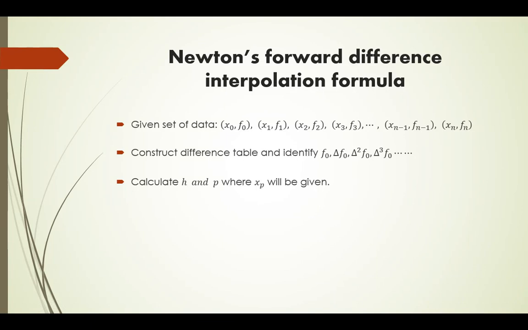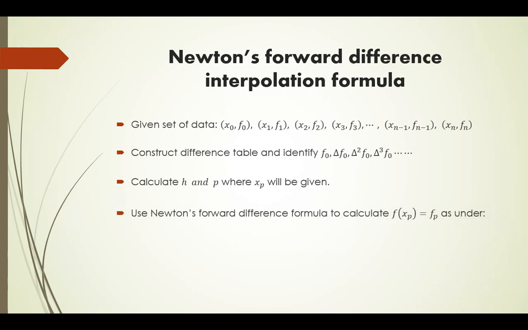Thirdly, calculate h. As I told you, h is the step size, which can be calculated by x1 minus x0 or x2 minus x1, and so on. And secondly, you need to calculate p. I told you before that p will be calculated by xp minus x0 divided by h. So you need to calculate these two things. xp will be given to you, for which the functional value is required. So remember that xp will be given to you.